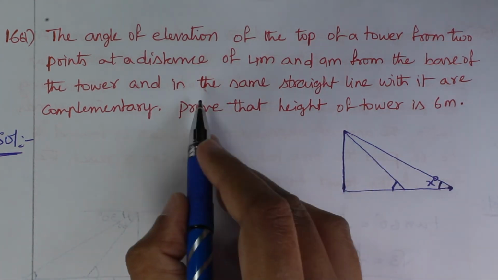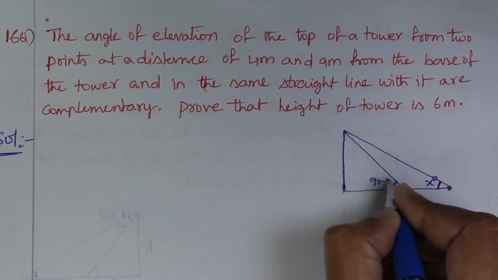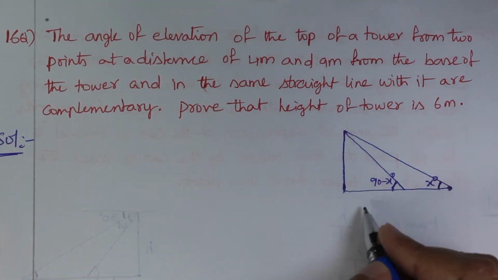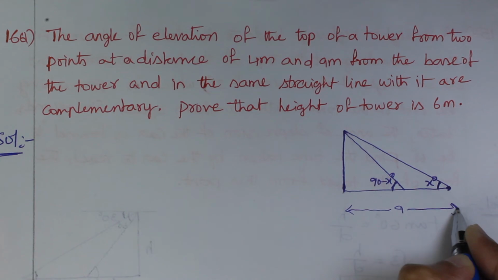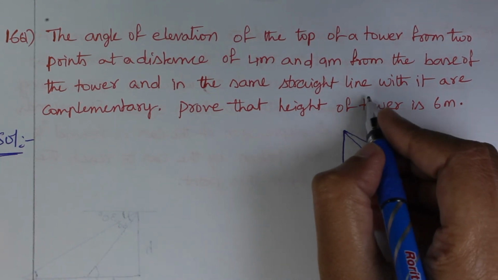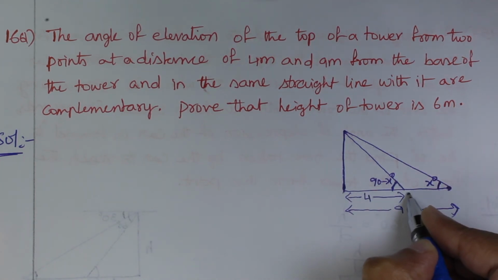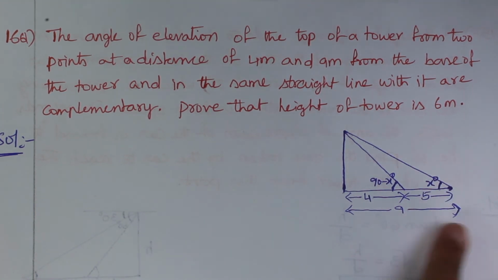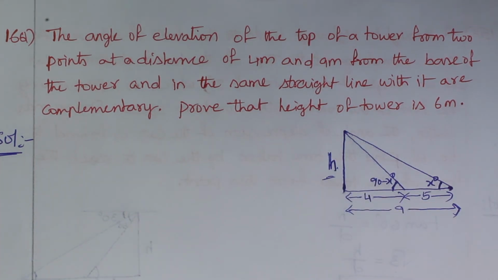He said the angles of elevation are complementary. So this becomes 90 minus x degrees. Now this total distance is 9 meters, and this distance is 4 meters. So this distance becomes 5 meters. Okay, now this is clear, right? Now we have to find out the height of the tower, h. We have to prove that it is 6 meters.